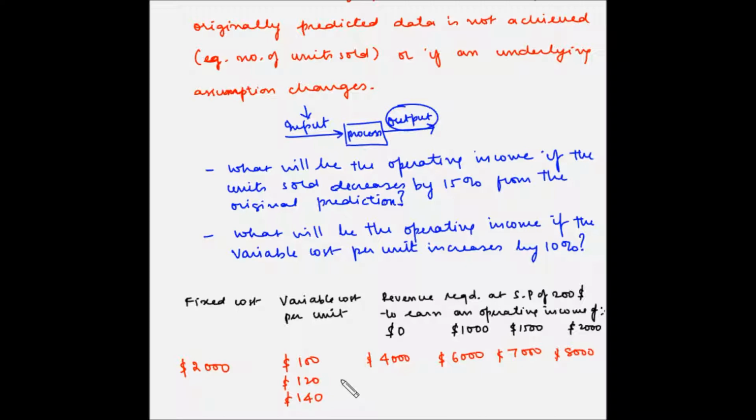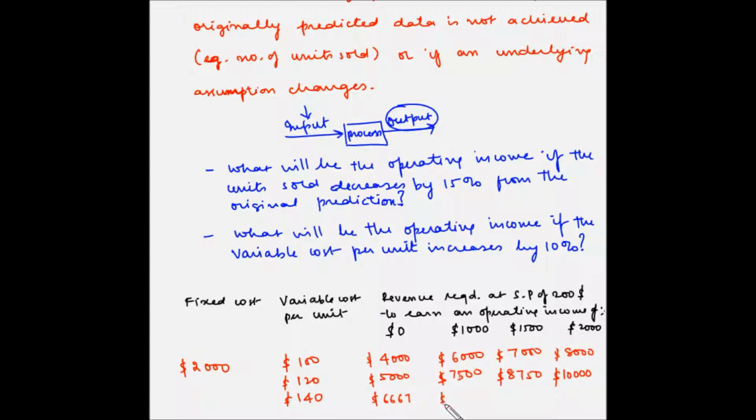Now, what if the variable cost changes to $120? In that case, the revenue required is $5,000, $7,500, $8,750, and $10,000.